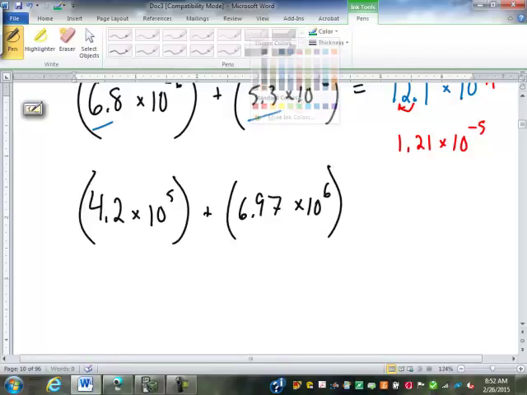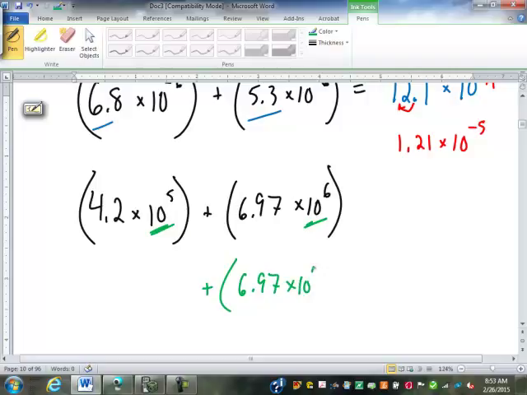So what do I do to add these? First of all, what problem do you see? Different power of 10. 10 to the 5th and 10 to the 6th. Normally what I would do is I would change them to the higher power of 10. So the 6.97 times 10 to the 6th is going to stay the same. This one's going to be times 10 to the 6th. Now if the power of 10 gets larger, the number has to get smaller. So this is going to become 0.42.